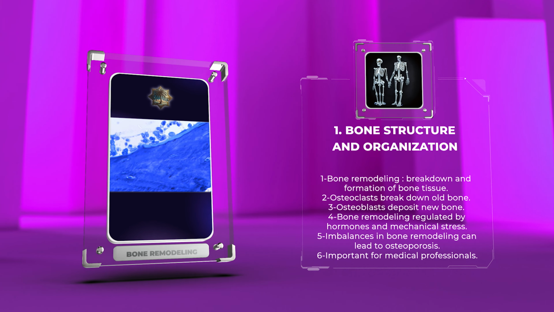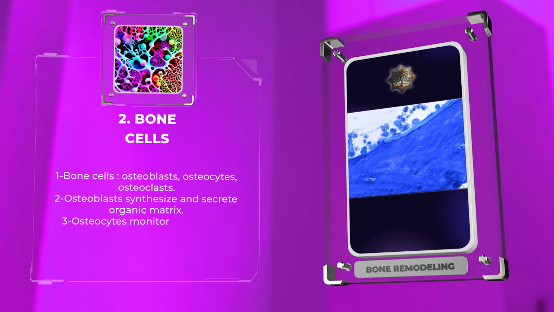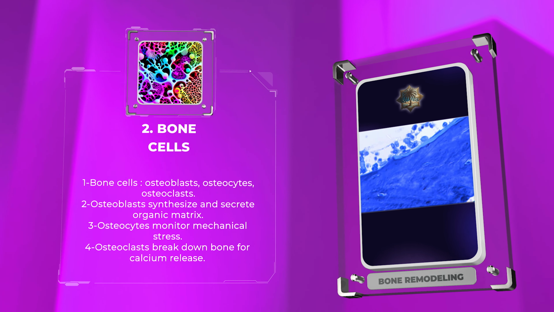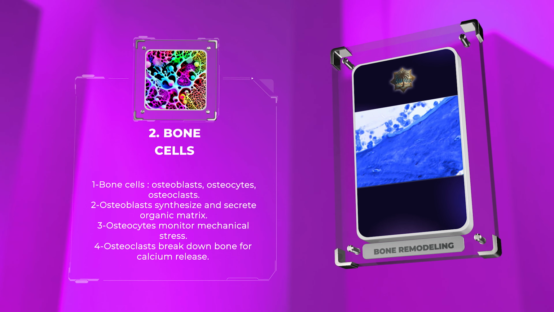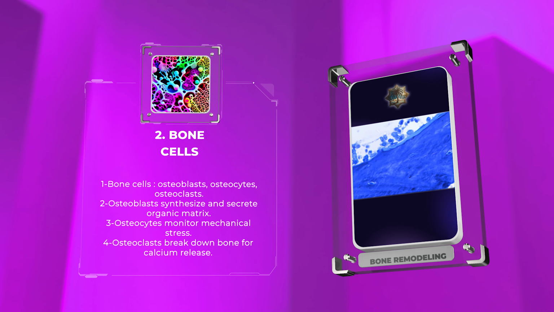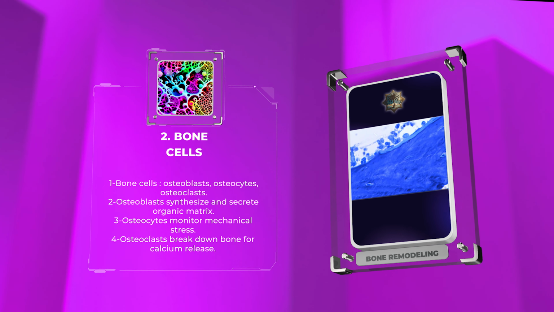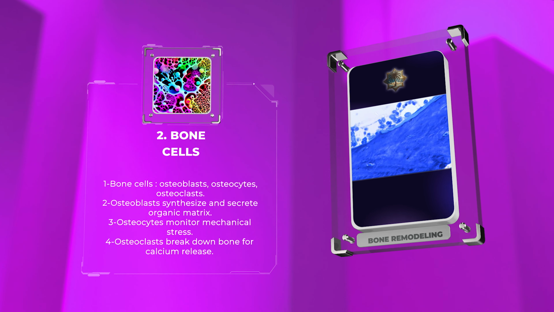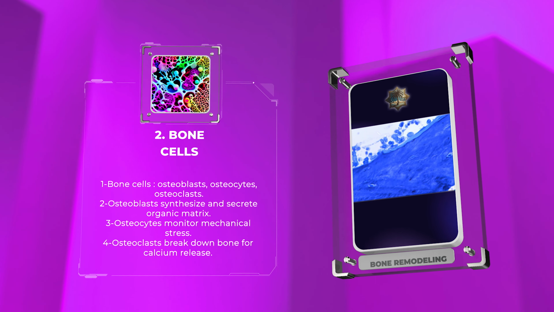Important for medical professionals, bone cells, including osteoblasts, osteocytes, and osteoclasts, have important roles in bone development and remodeling. Osteoblasts synthesize and secrete organic matrix components and regulate mineralization. Osteocytes communicate and monitor mechanical stress, while osteoclasts break down bone for calcium release.